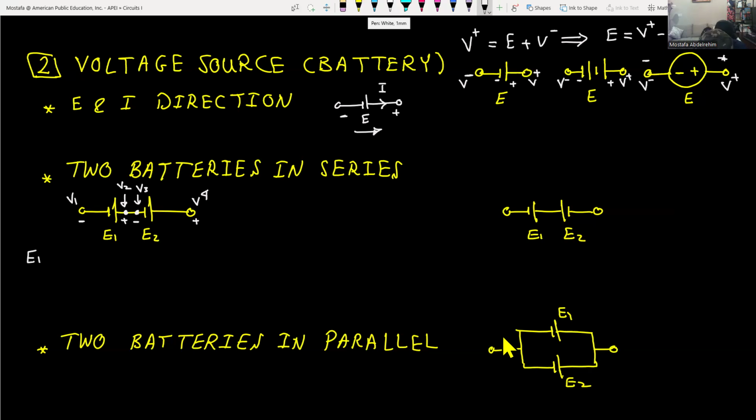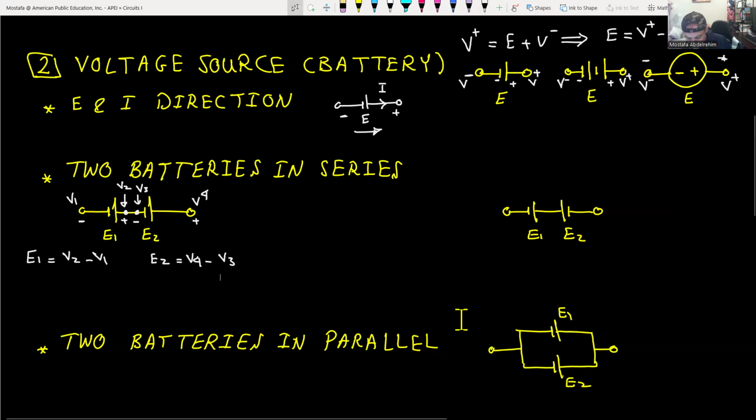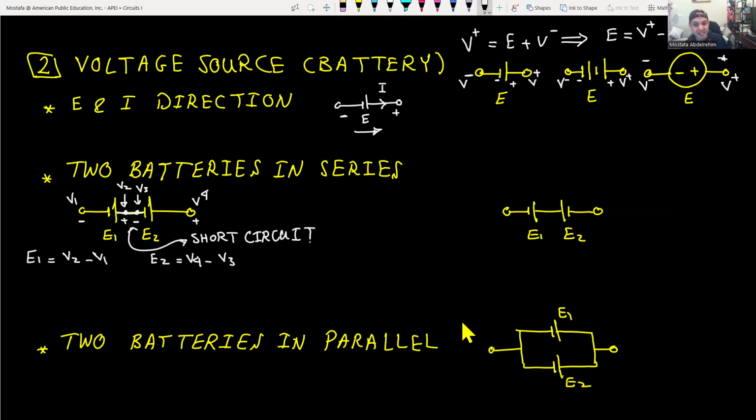So E1 is equal to V2 minus V1, the positive minus the negative. And E2 is equal to V4 minus V3, again the positive minus the negative. But remember, in between here, V2 and V3, this is actually a wire. This is a short circuit. That means it's just one node. So actually V2 is V3. Mathematically, V2 is equal to V3.